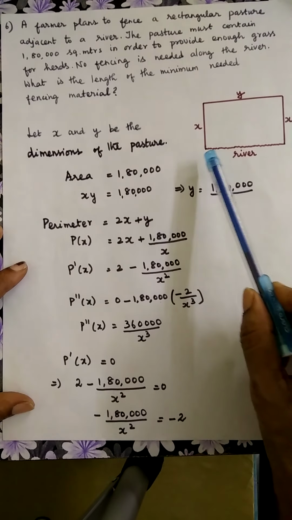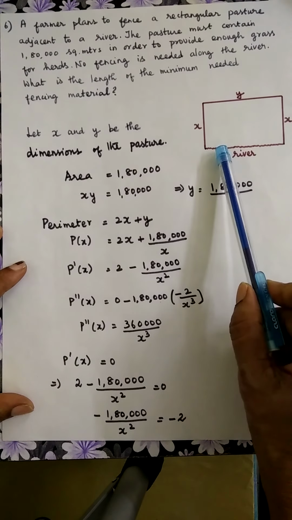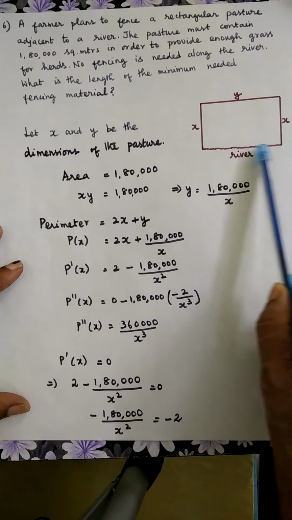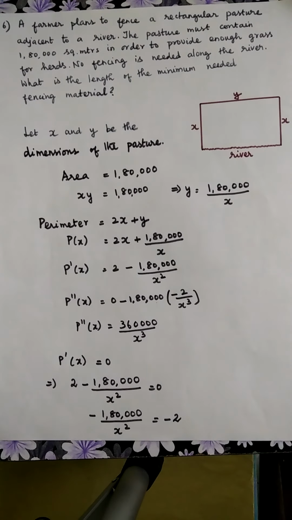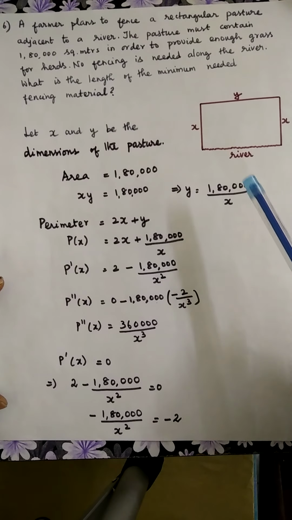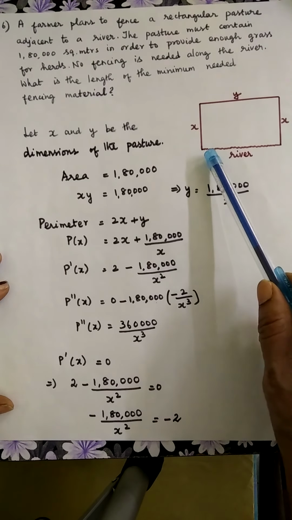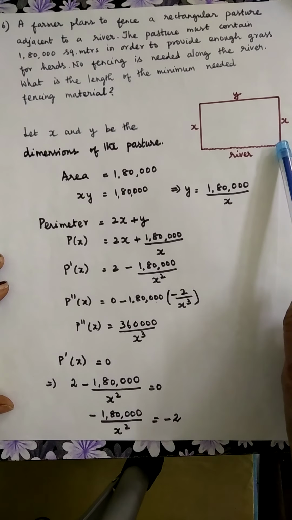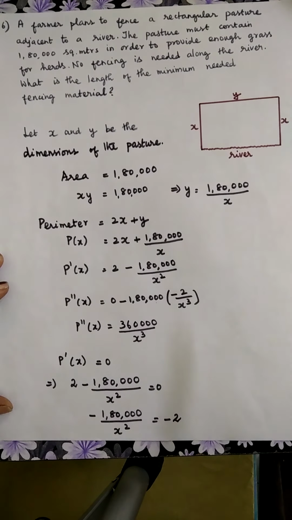So here is the diagram. This is the rectangular land adjacent to a river. So this is the river. Adjacent na river பக்கத்தில் adjacent. No need of fencing along the river. இந்த சைடு நம்ம வேலி போட தேவையில்லை. ஸோ இந்த 3 சைடு தான் வேலி போடணும்னு கொடுத்துருக்காங்க.